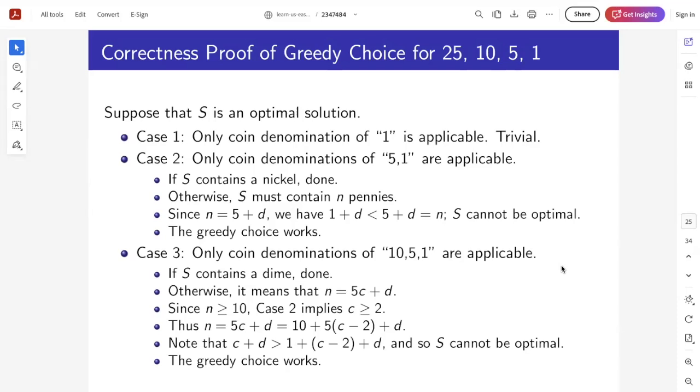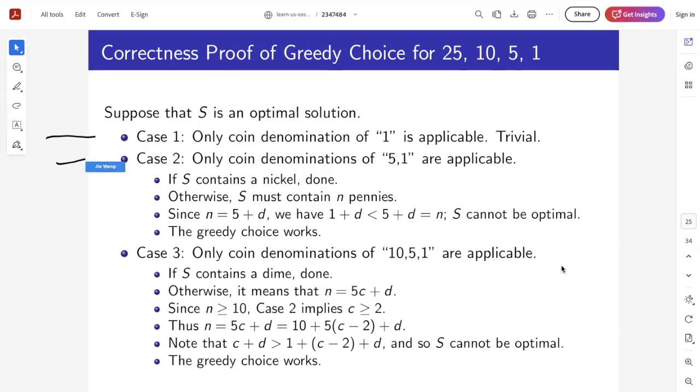Now we're going to proceed to prove that the greedy choice works for this denomination of 25, 10, 5, and 1. Suppose that S is an optimal solution, which means that we have the smallest number of coins over the given change, so given n cents. We're going to look at cases. Case 1: suppose that n is less than 5, so only coin denomination 1 is applicable. In this case, it's trivial, so we can only count pennies up to 4 pennies.